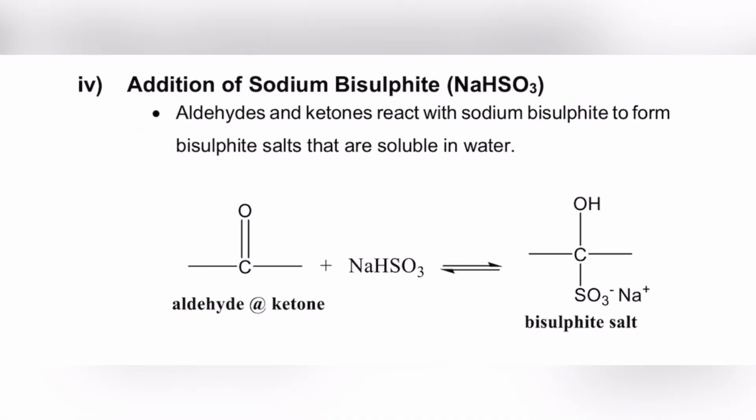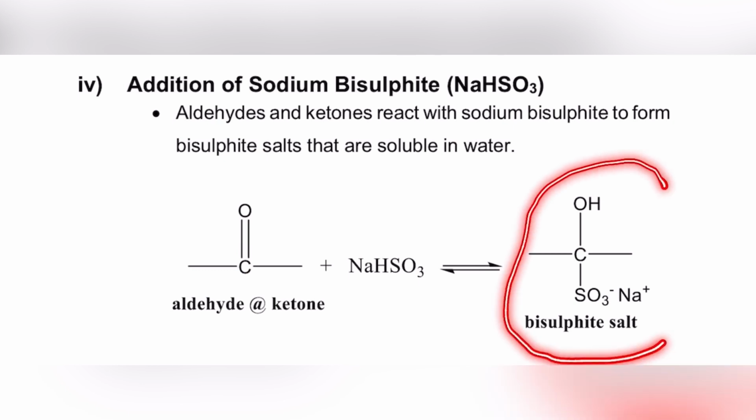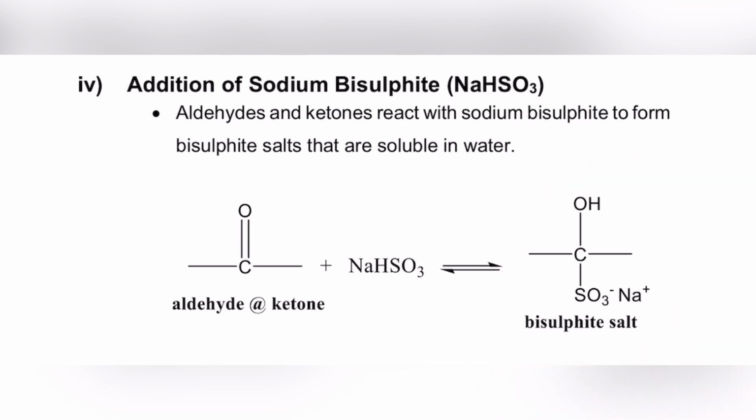Next, we are going to learn about the addition of sodium bisulfite. So this is the formula, NaHSO3. When aldehydes and ketones react with sodium bisulfite, it will form bisulfite salts, which are very soluble in water. So how do you show the bisulfite salt? You are going to show it by using the negative ion attached to the positive charge. The negative ion comes from SO3 minus, and it will attract Na plus as well. So this is how you show the product.